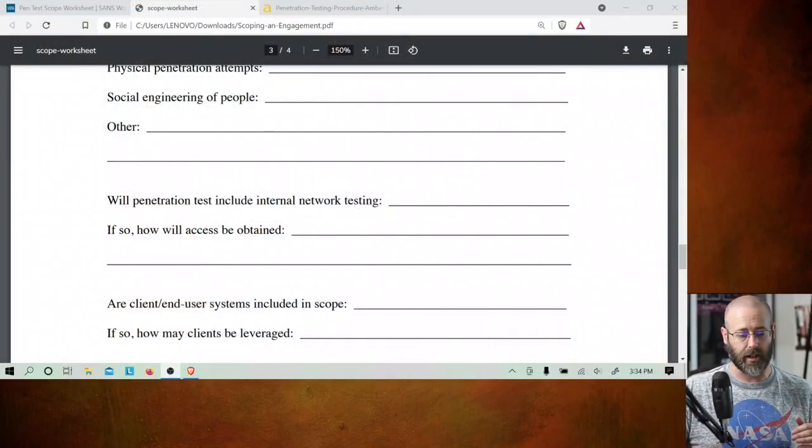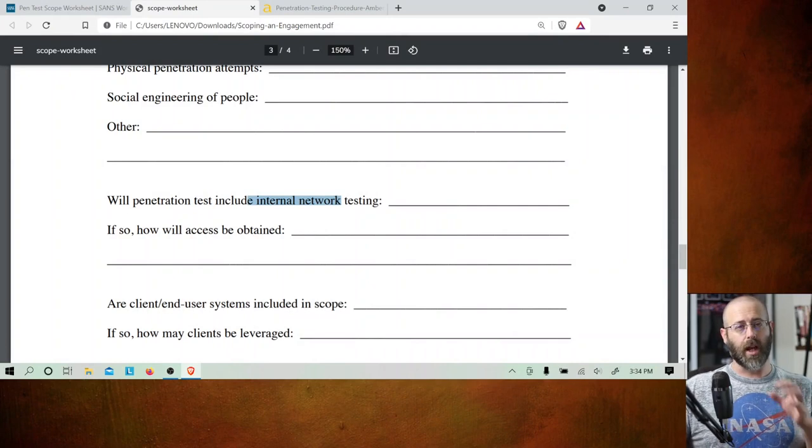Look, I'll take you back here. You'll notice it does say internal network testing. So if I'm coming from a black box side, or am I going to do an internal test? Am I going to do a white box test? Is it going to be both? Who knows? It could be a gray box test, right? Where you use a little bit of both. One, the other, or both. What's it going to be? If so, how will access be obtained?